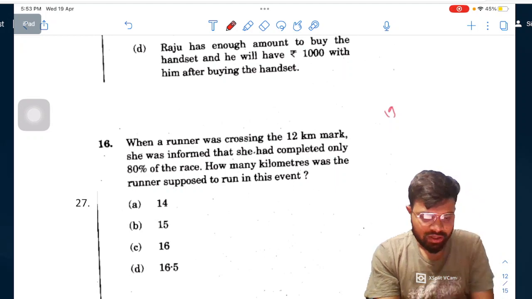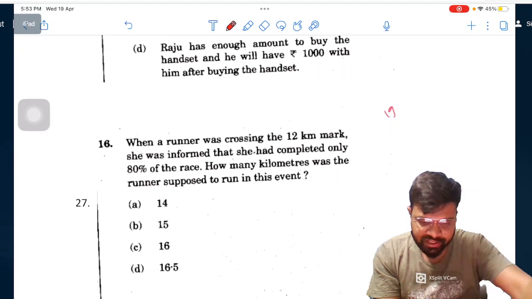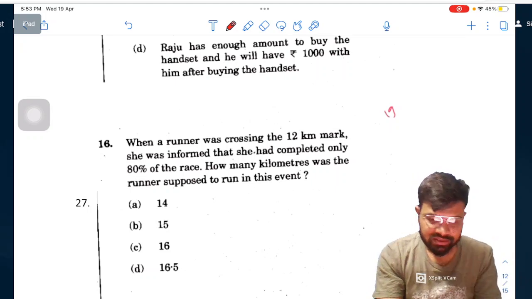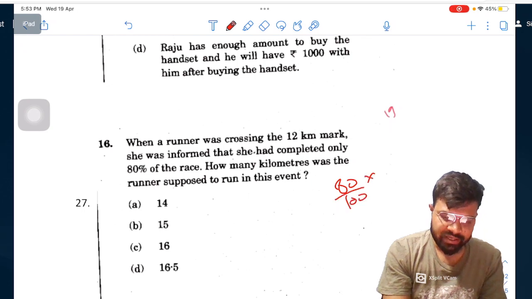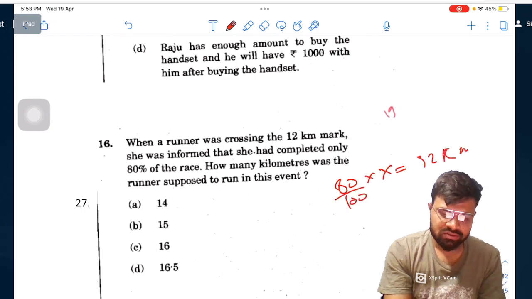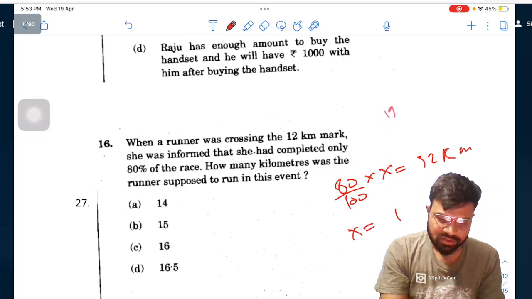When the runner was crossing the 12-kilometer mark, she was informed that she had completed only 80% of the race. How many kilometers was the run? See, 80 by 100 of the race is 12 kilometers. 80% of the race is 12 kilometers. So this is a simple calculation. That will be 15 kilometers.